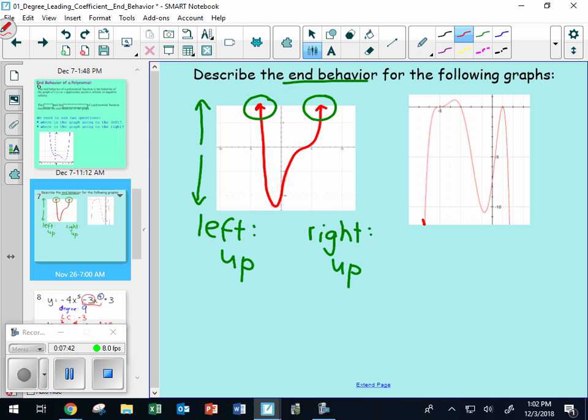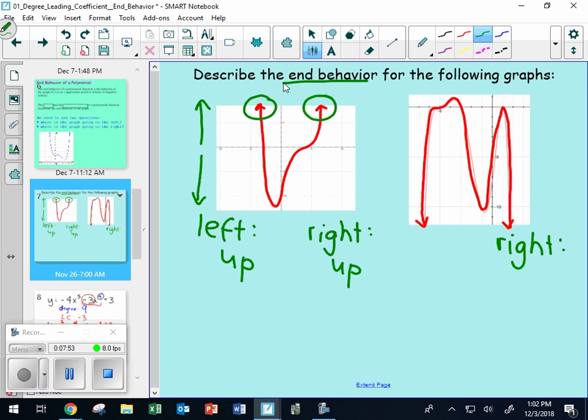If we look at this one, I'm just tracing it so you can see it a little bit more clearly. If I look at this, and I asked you, what is the end behavior on the right side? Who says up? Who says down? Down. Thank you for knowing your directions.